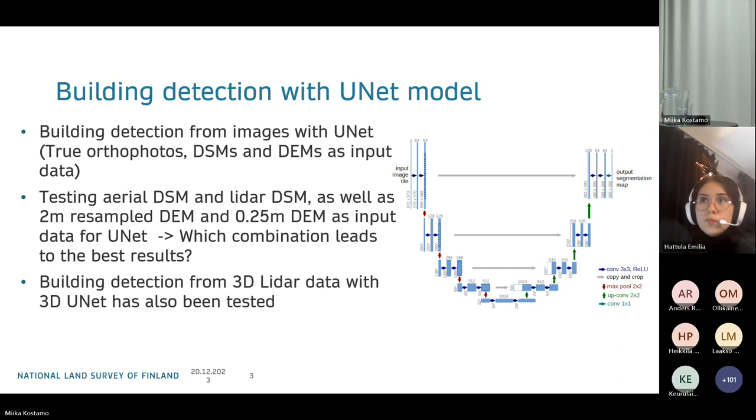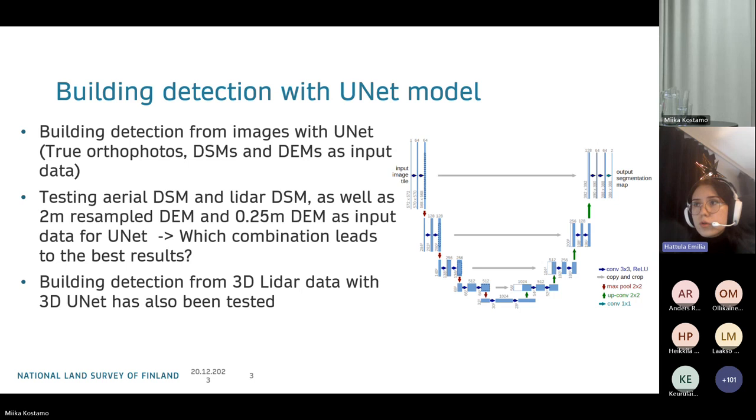So here's an image of the UNET that we have been using for detecting buildings. We give it orthophotos, digital surface models and digital elevation models as input data, and for training also building vectors. In our project, we have now been testing if we would get more accurately detected buildings with LiDAR DSMs, as until now we have been using aerial DSMs for building detection.